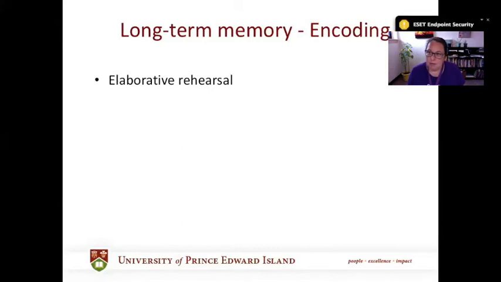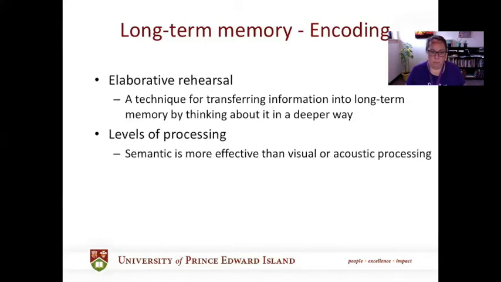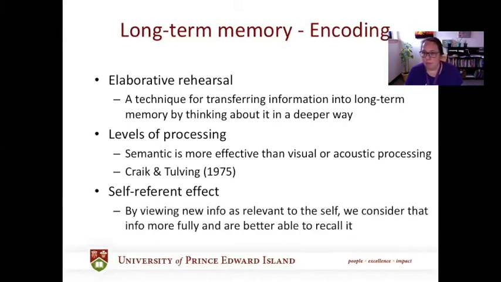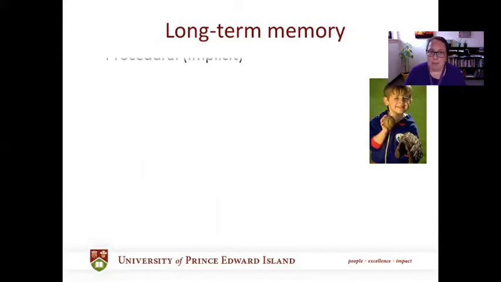So it's kind of fun to see how this works. As I said, with long-term memory, you can use elaborative rehearsal for transferring information. We can look at our levels of processing to transfer information. Semantic, again, is more effective than visual. And we talked a little bit about Craik and Tulving and their experiments. But the best way is this self-referent effect. By viewing new information as relative to yourself or someone that you're familiar with, you're able to encode it better. We have two different types of long-term memory.